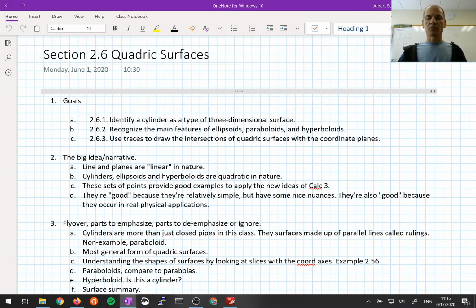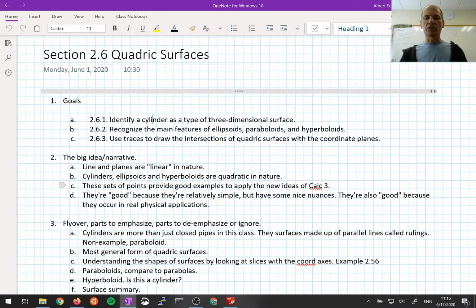Our goal here for this section is to be able to identify and sketch these various kinds of surfaces, and to understand how to look at intersections of these surfaces with planes to get a grip on their behavior. Big idea, narrative, I've already kind of gone through it a little bit, but this is sort of the next step up from lines and planes.